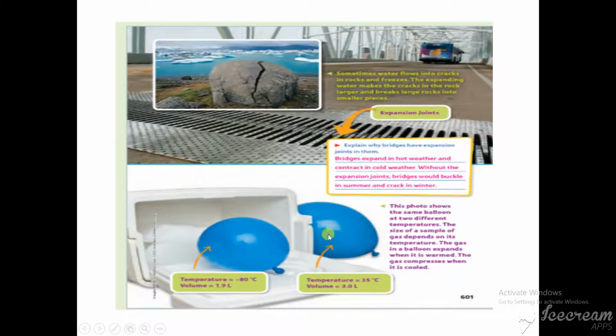This photo here shows some balloons at two different temperatures. The size of the sample of gas depends on its temperature. The gas in a balloon expands when it is warmed. The gas compresses when it is cooled. You can see here that at less temperature, minus 80 degrees, it's compressed. And here it's expanded at 35 degrees. See, the volume here is 1.9 liters and the volume here is 3 liters. This shows how temperature affects gas.